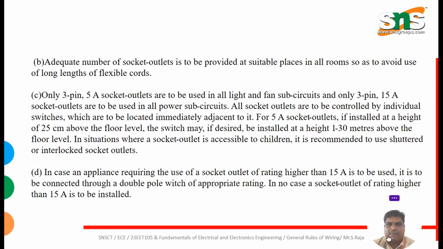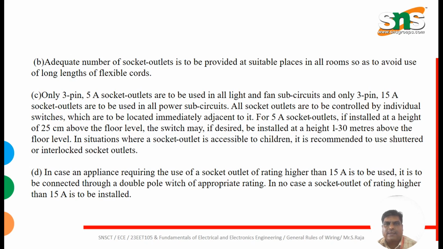An adequate number of socket outlets is to be provided at suitable places in all rooms so as to avoid use of long lengths of flexible cords. Only 3-pin 5 ampere socket outlets are to be used in all light and fan subcircuits, and only 3-pin 15 ampere socket outlets are to be used in all power subcircuits. All socket outlets are to be controlled by individual switches, which are to be located immediately adjacent to them.